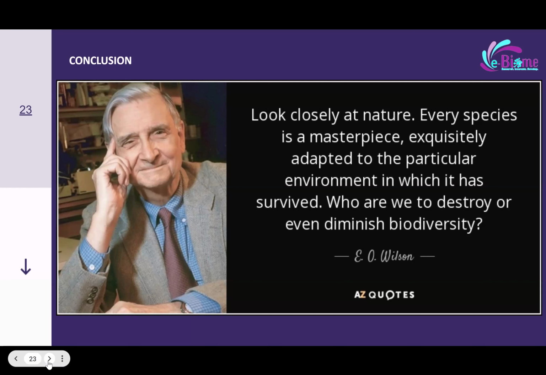We all need to put our hands together and ensure that whatever we have in our environment, in our ecosystems, in our forests, in our water bodies, in our oceans, in our rivers, is actually preserved to safeguard the survivability of our future. Thank you.